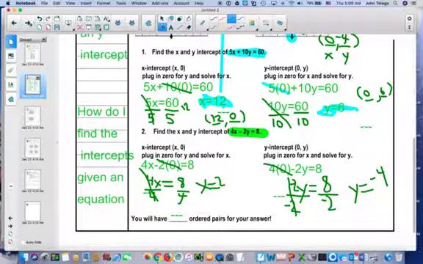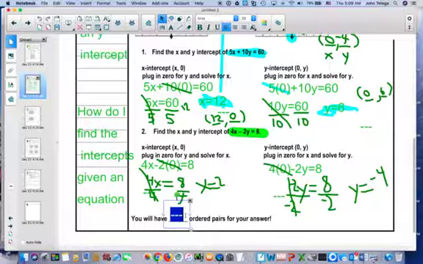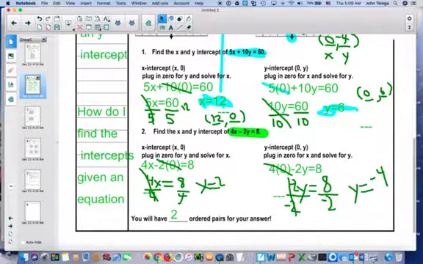Okay? Yay. So you'll always have 2 ordered pairs. And remember, if you put them in coordinate planes, the other one would be like 0. So you'll have 2 ordered pairs. Okay.